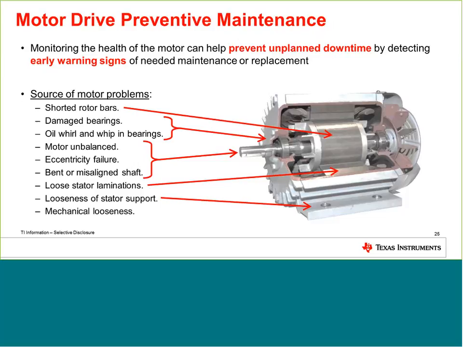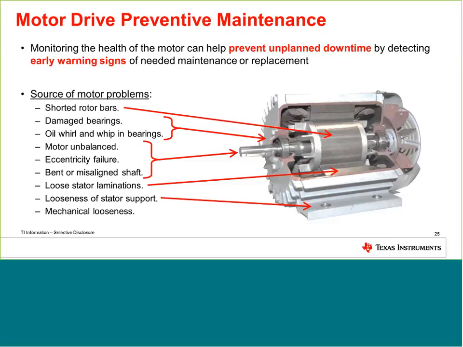So we can have oil whirl and whip in the bearings, so that's another problem. What can happen is that during operation we can kick the motor, something can happen, and we can unbalance the motor. We can bend the shaft, or misalign it just by installation, or during operation the supports can loosen, and so the shaft can bend because it's not aligned anymore.